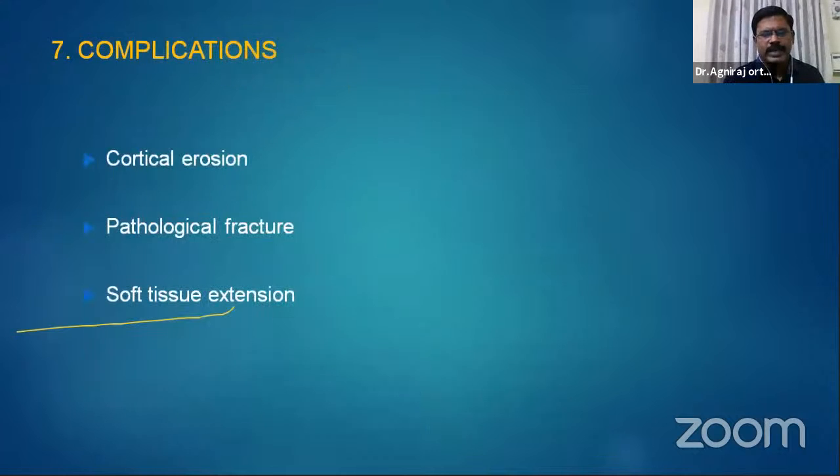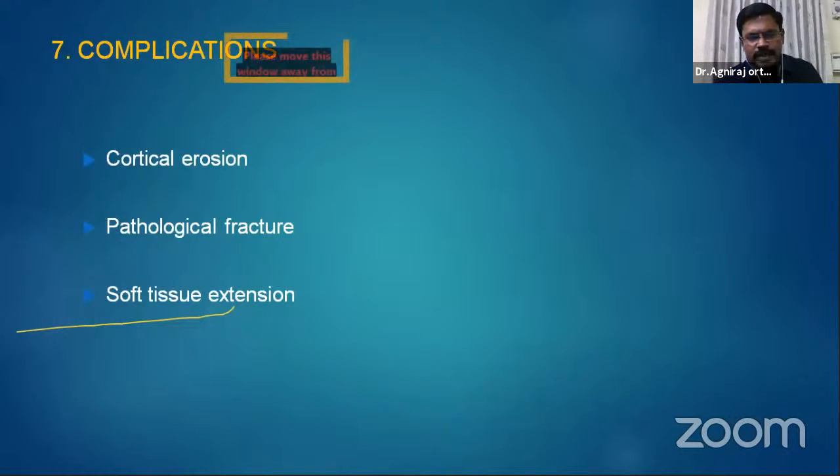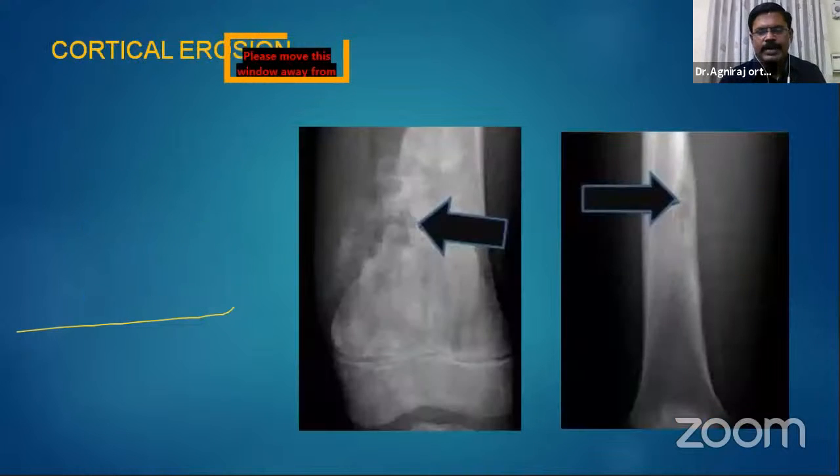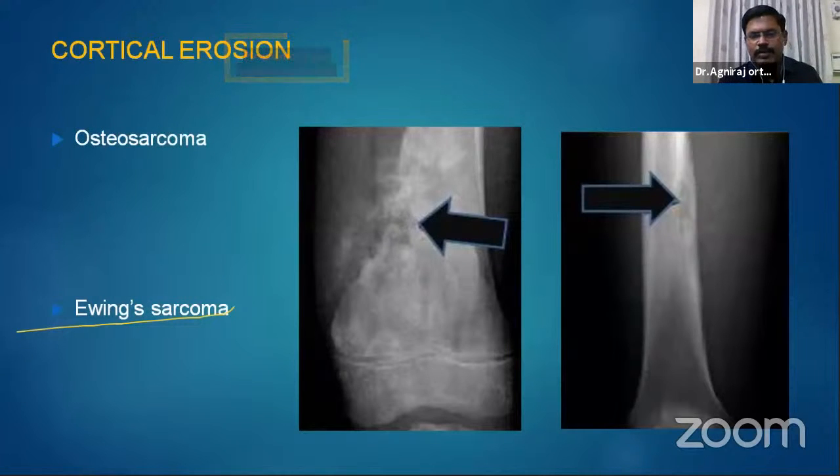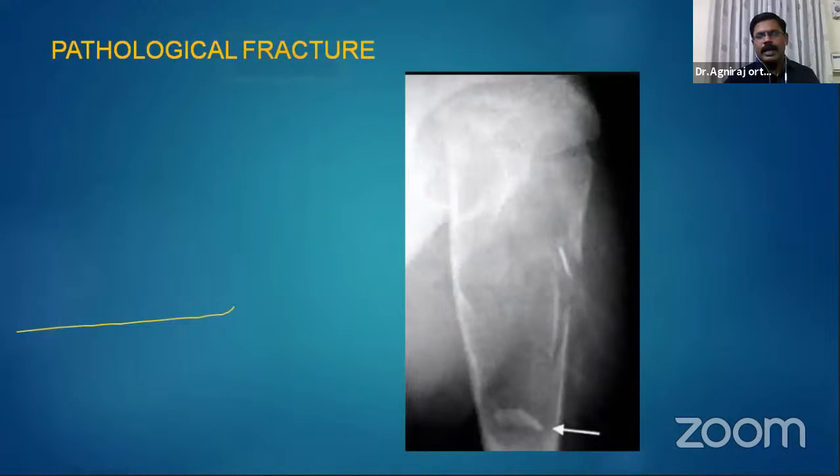So coming to the last thing, we should know the complications like cortical erosion, pathological fracture, and soft tissue extension. Cortical erosion is a feature of highly malignant bone tumor. So the first tumor is osteosarcoma. Osteosarcoma, it can also be Ewing sarcoma. We can give only a differential diagnosis. It is a skeletally immature patient. The second one is Ewing sarcoma. So these are examples of malignant tumors producing cortical erosion and pathological fracture.